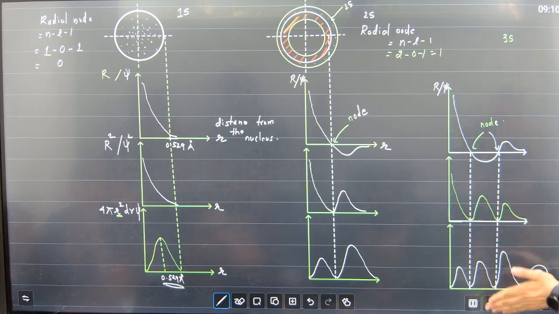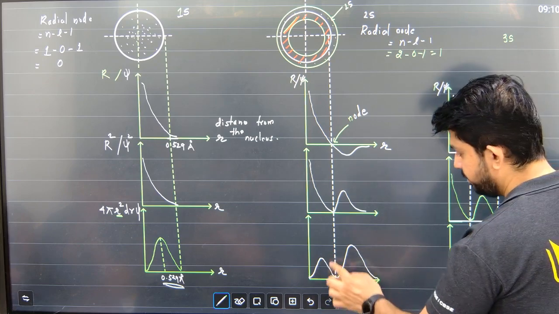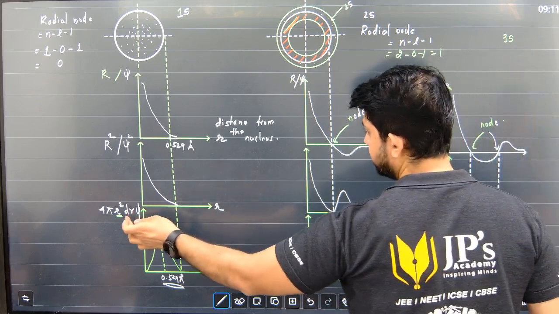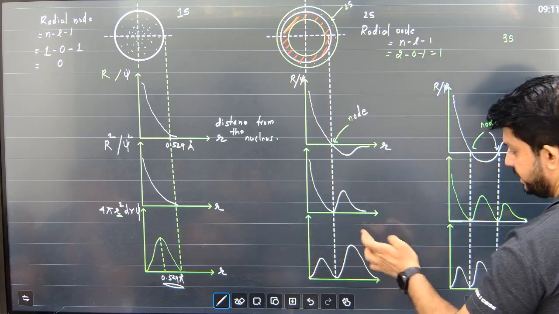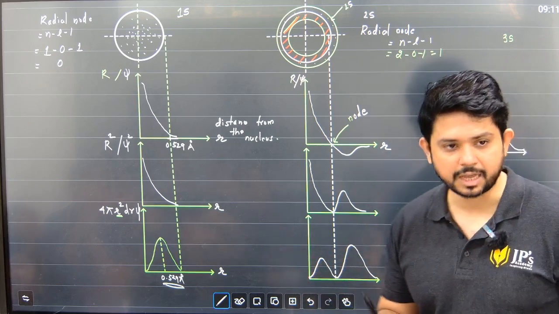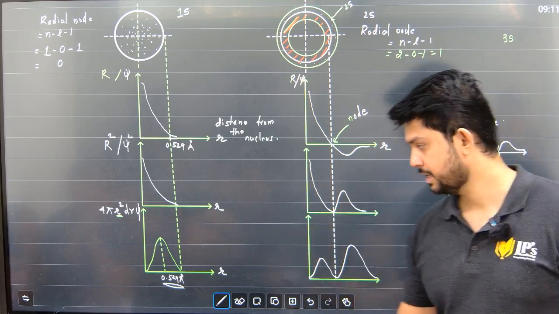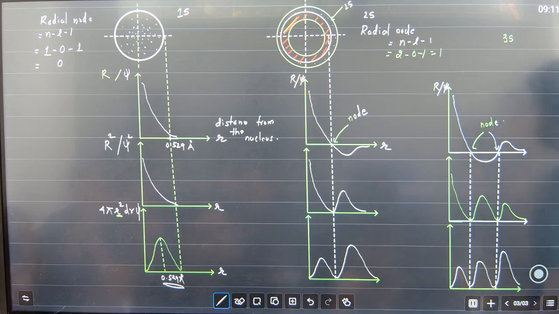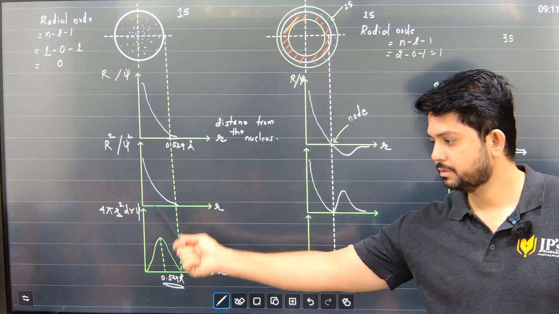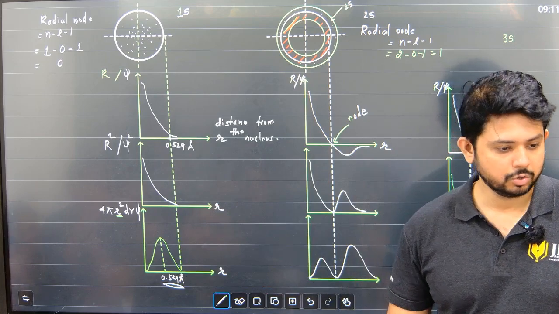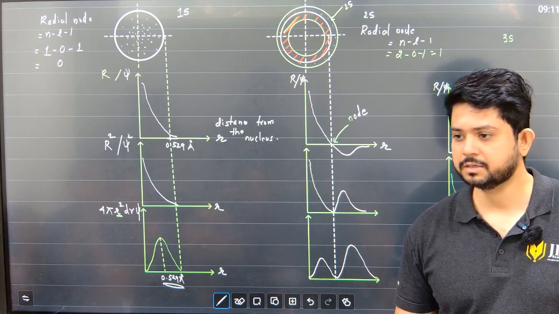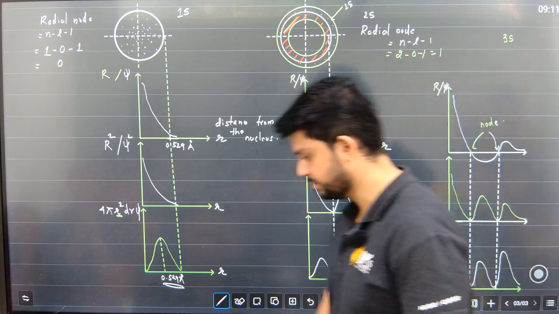Please understand the difference between the two. I repeat, the peaks here are increasing because you multiply with r square. Peaks increase in size because you're multiplying with the square of the radius. Hence they go on increasing. Did you understand the plot for 1s, 2s and 3s? Come on, quickly copy this for me.